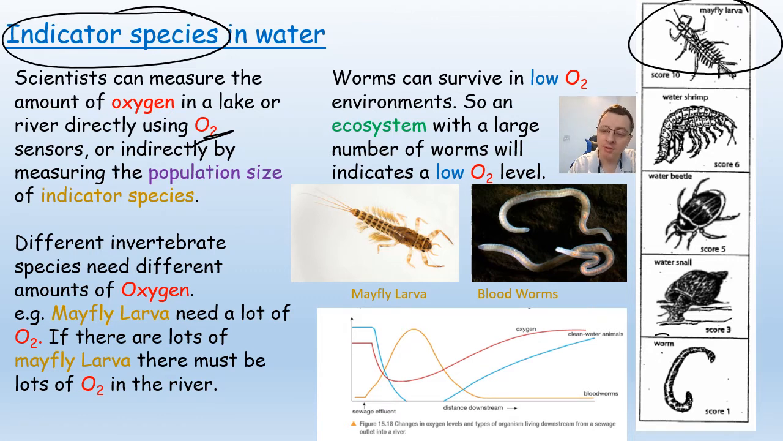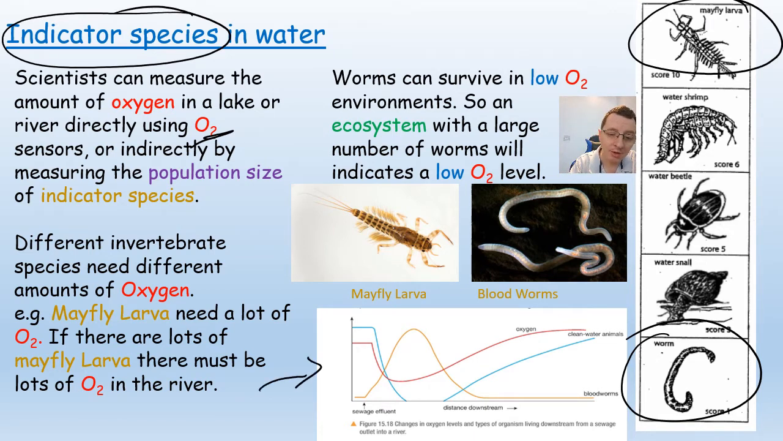However, if you find the exact opposite, the worms down at the bottom, in particular often bloodworms, they can survive in very low oxygen environments. So if you're finding through sampling methods that you are collecting a large amount of bloodworms but not so many other invertebrate species, again, this indicates that there will be a very low level of oxygen within that water system.